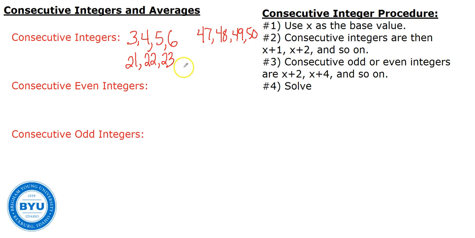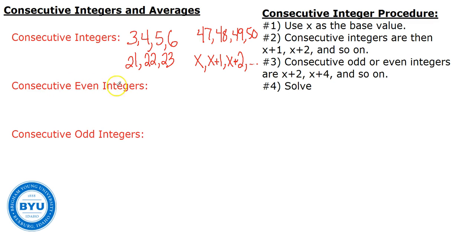Now, if you didn't know what consecutive integer we wanted to start off at, for example, we start at x, well, you would just do x plus 1, x plus 2, and so on, x plus 3, to get the next integers after that. Let's do it with consecutive even integers.